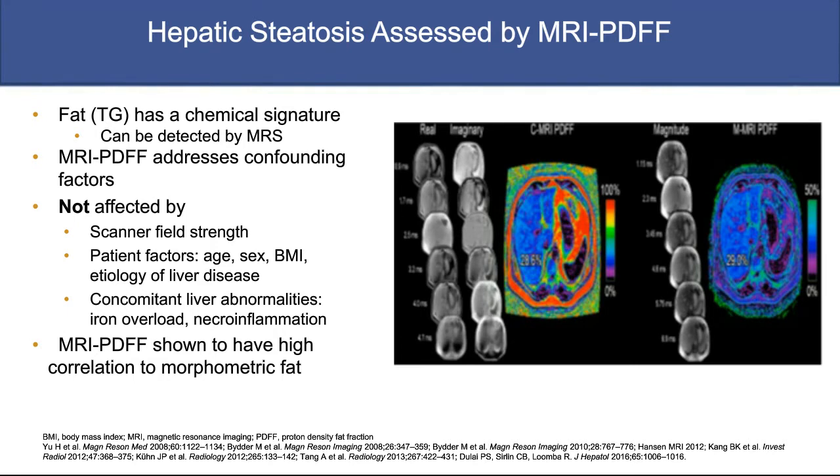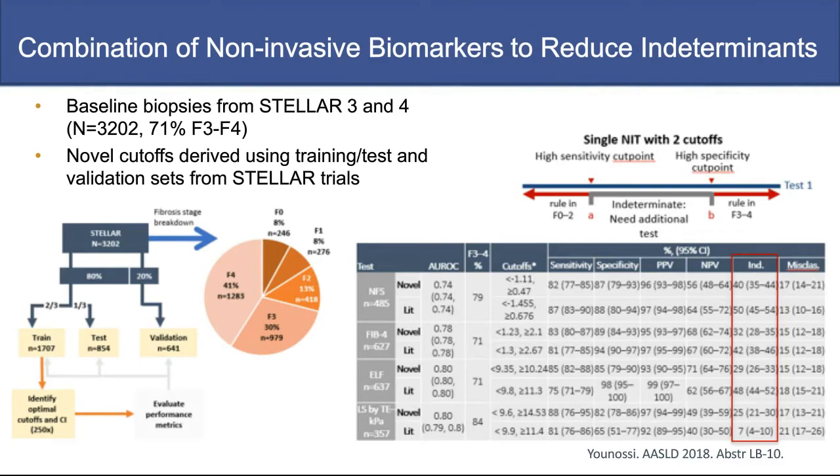And in this context, I think it's important to remember that a combination of non-invasive tests can actually be even more helpful. This is a study that was presented at the last liver meeting at the AASLD and used almost 3,200 liver biopsies from Stellar 3 and Stellar 4. And some of these biopsies were used for development of cutoff points and then others for validation.